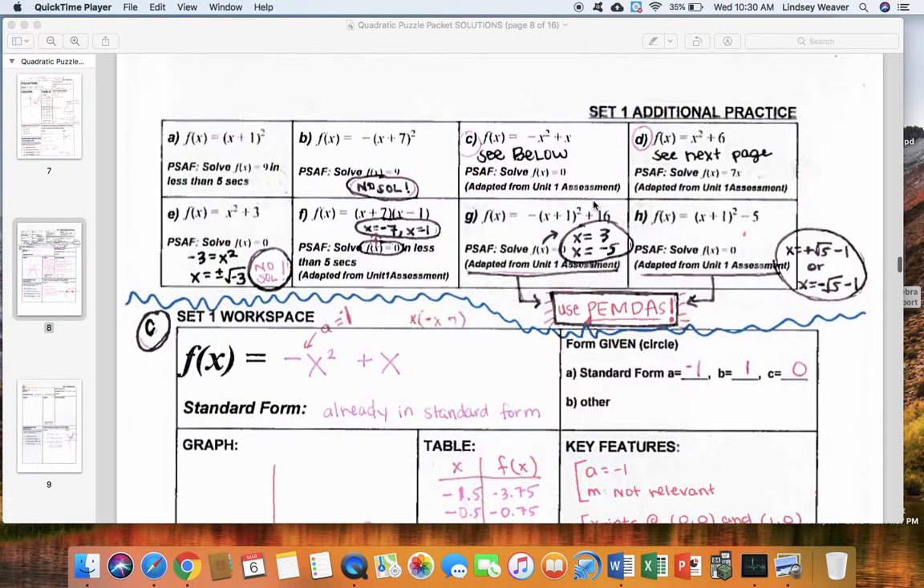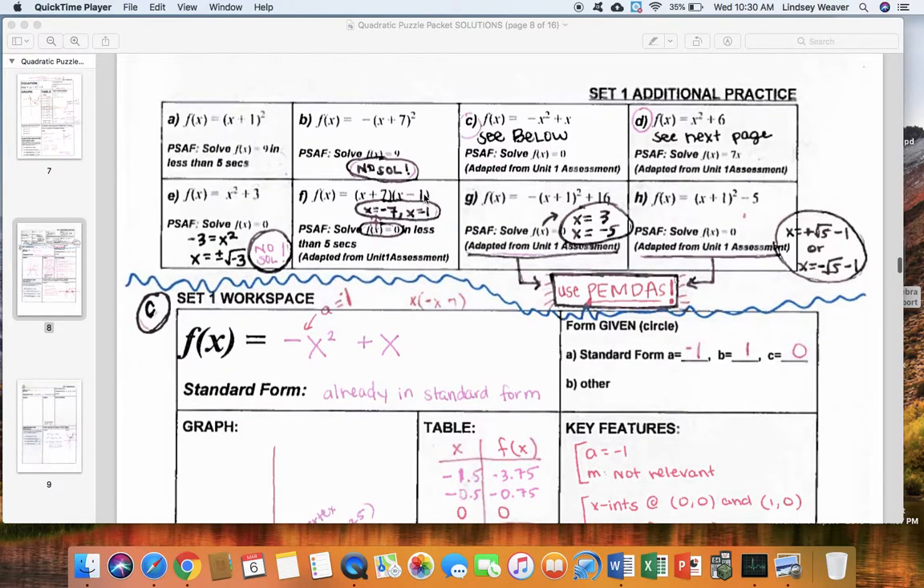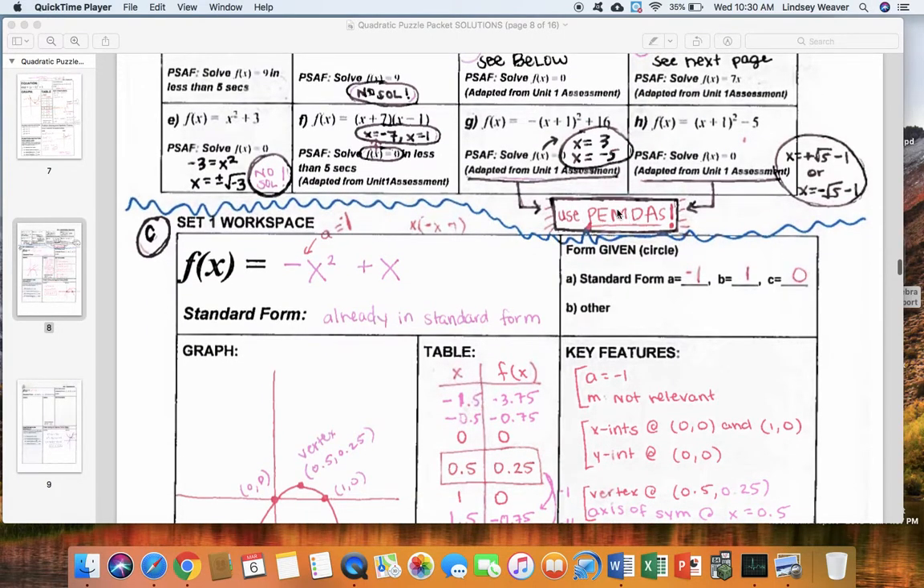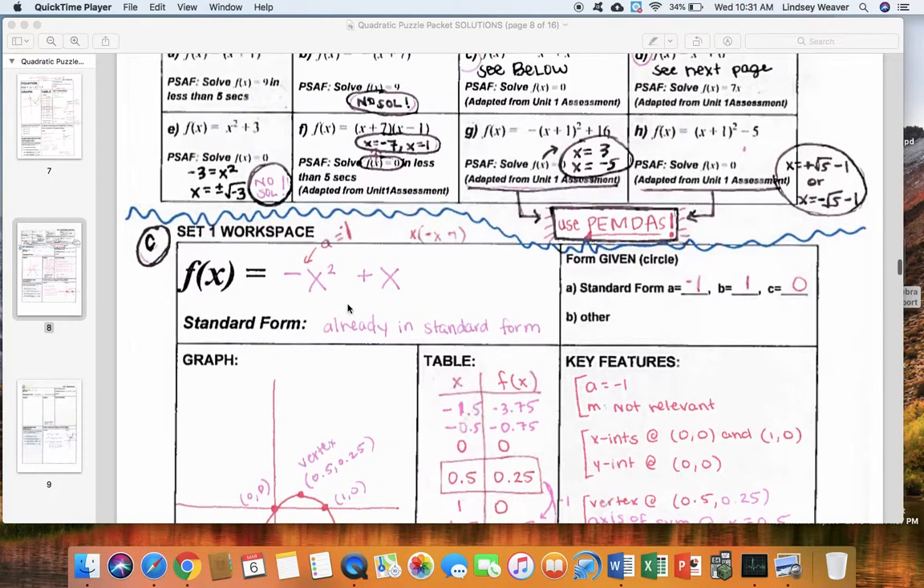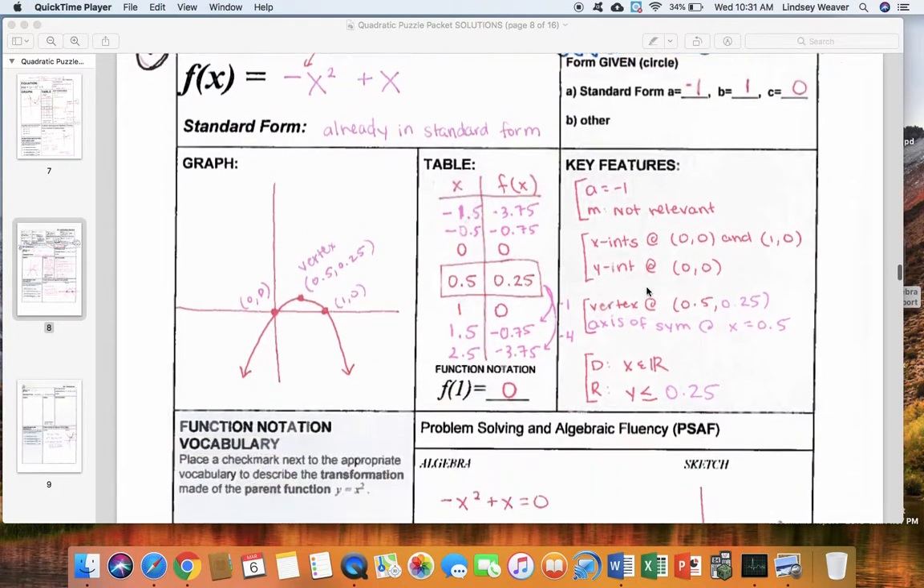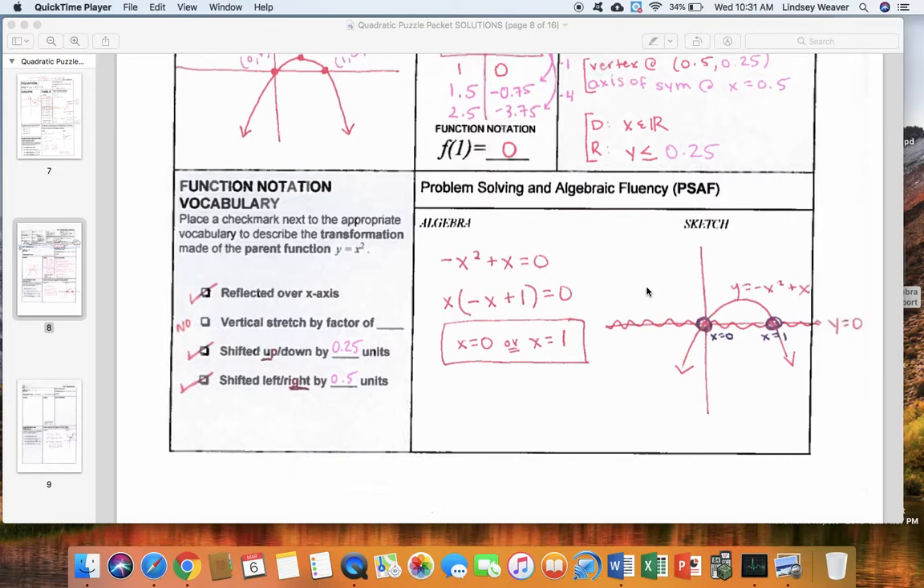In terms of my solution key, I give you some of the answers to these. Of course, you could use Desmos to check your answers, and I also give you some hints up here, like remember to use PEMDAS backwards. For instance, the way that I did this first one is I label it. I'm going to work on number C, and I put in letter C. I put in f of x equals negative x squared plus x. It's already in standard form, and then I complete that puzzle. When I'm done with that puzzle, I check my answers on Desmos.